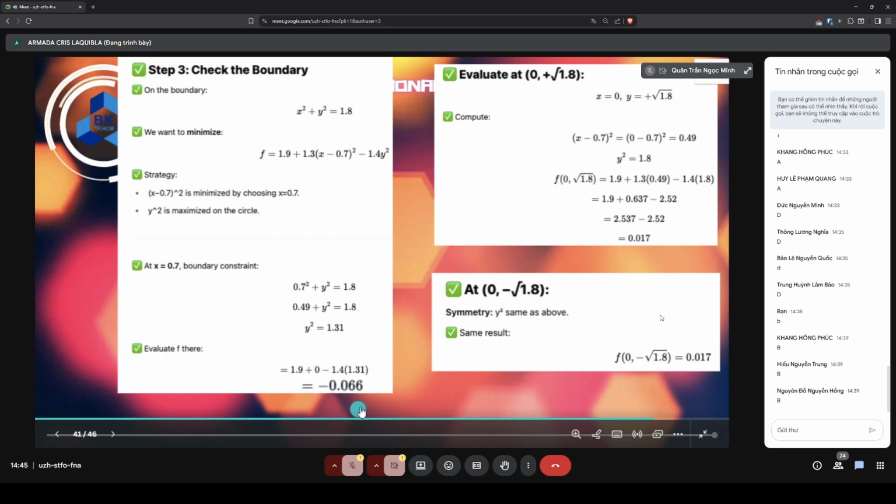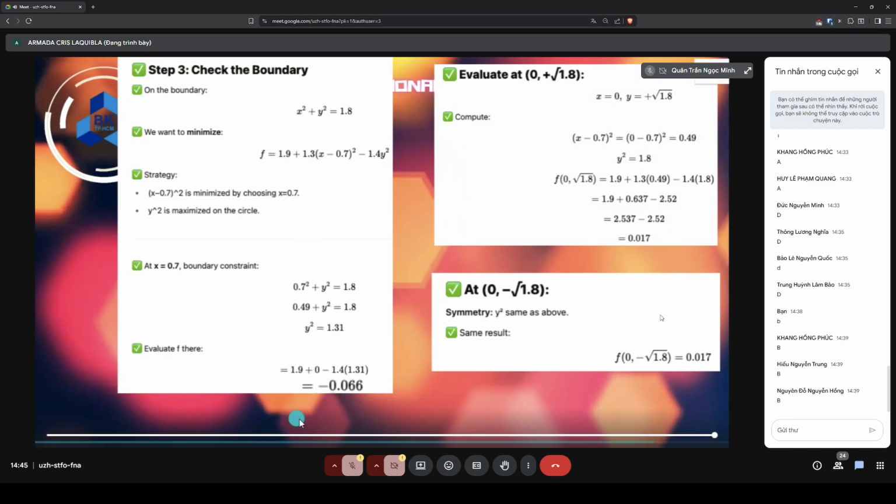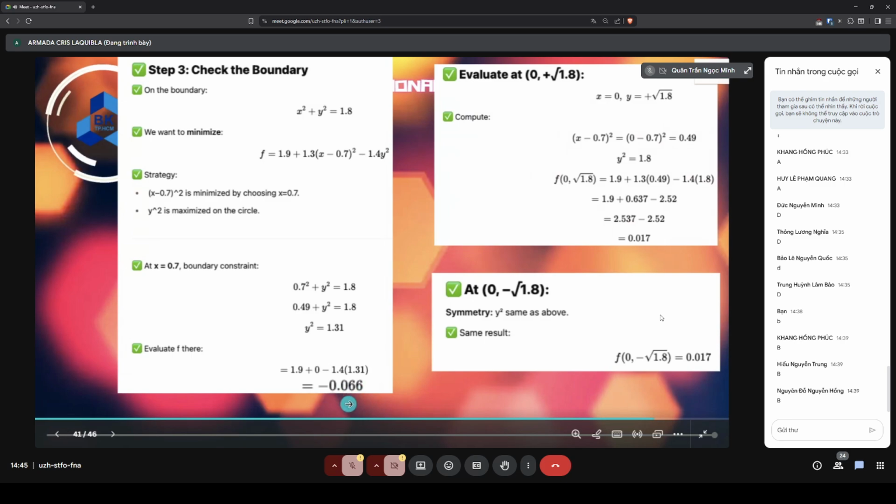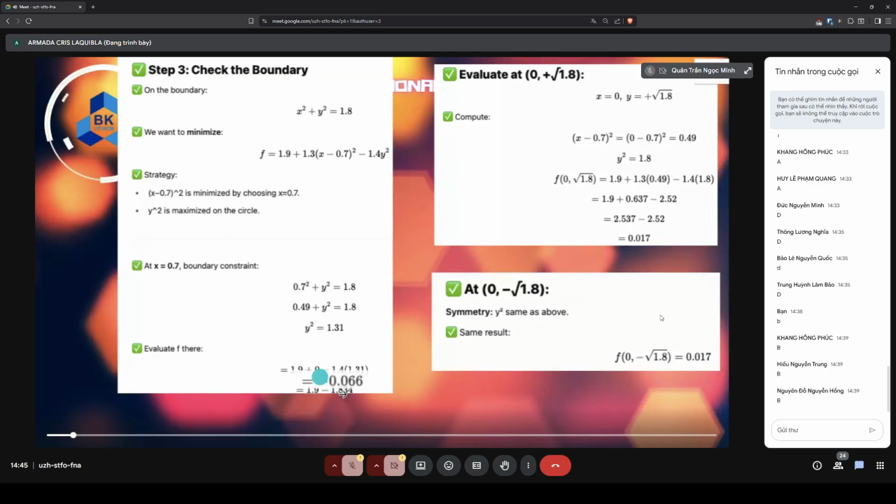And if you solve that, it's negative 0.066. So you have this f which has this point there, negative 0.066. And this is the first negative answer that we had. The first that we had is positive, it's 1.9. So if we cannot find a negative value, then it's not a minimum.